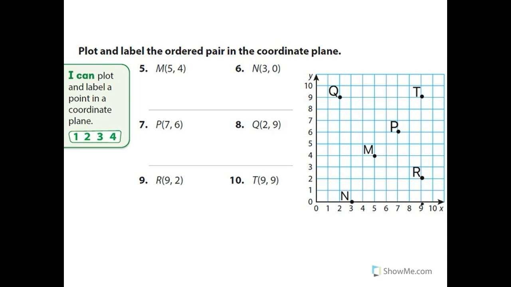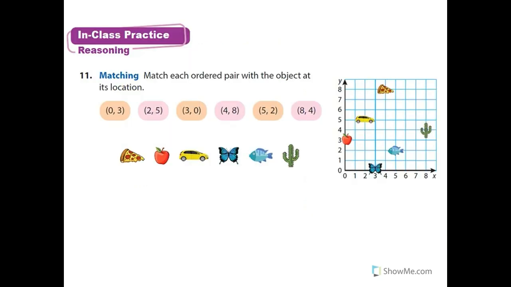Bet you've waited for a Jolly Rancher moment. Here is that moment. The matching: match each ordered pair with the object at its location. On this one you will just need to do lines, but hopefully that is enough work because you'll need to find those correct ordered pairs. Go ahead and do that, and then we'll go over it.